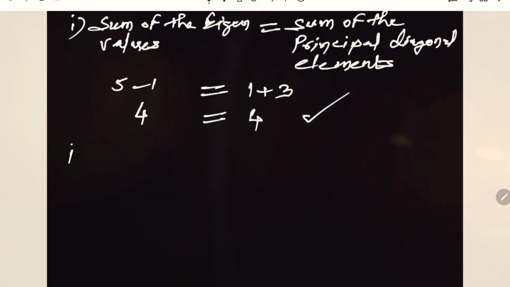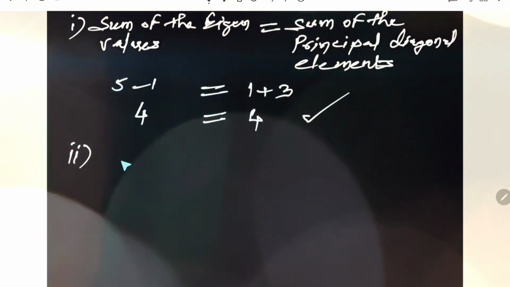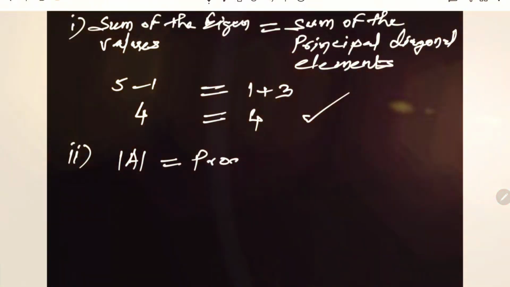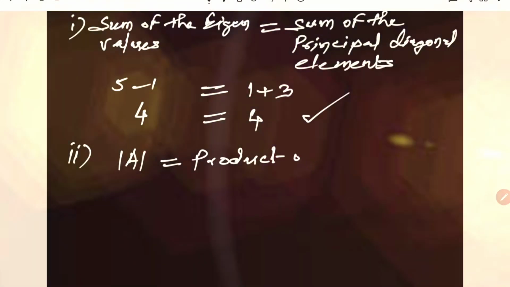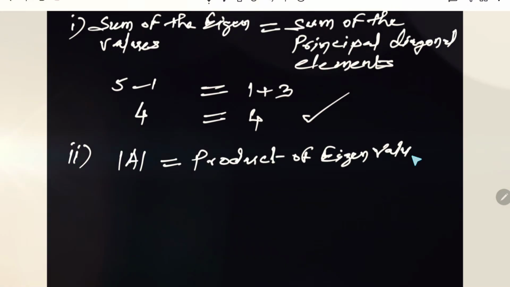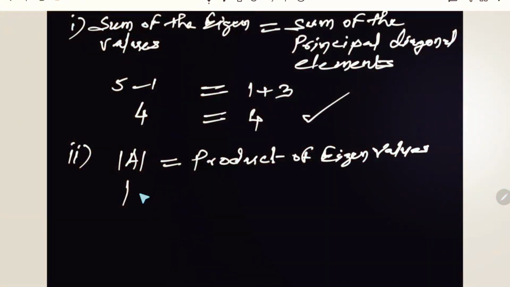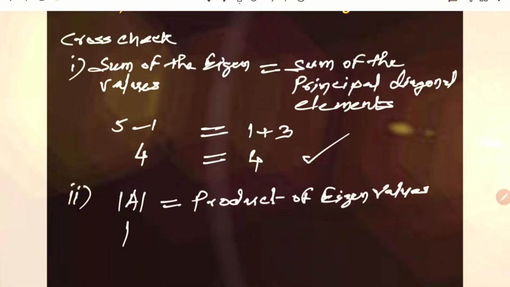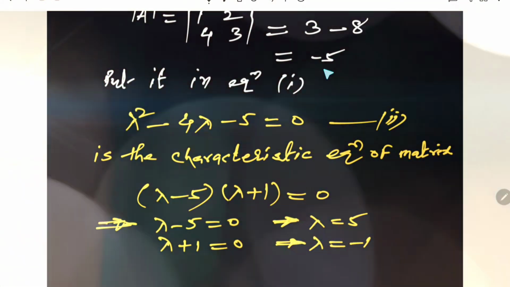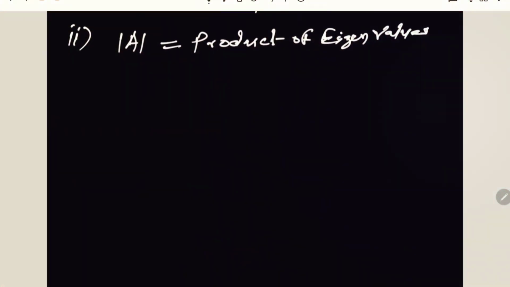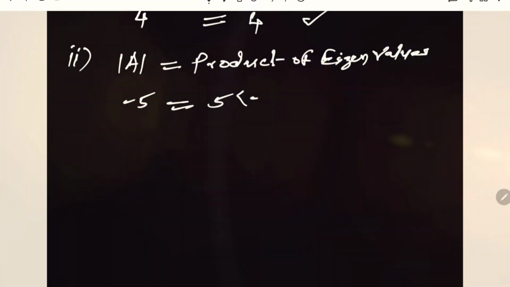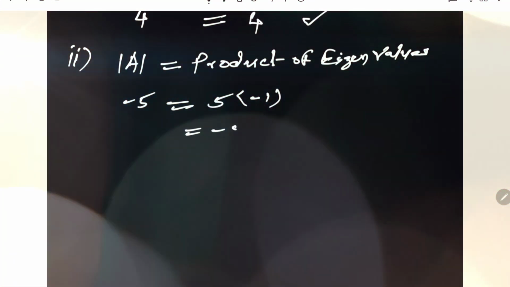The first property is satisfied. Then another property: the value of the determinant of A must be equal to the value of the product of the eigenvalues. Here the determinant value is minus 5, so the left hand side value is minus 5, and the product of the eigenvalues 5 and minus 1 is minus 5.